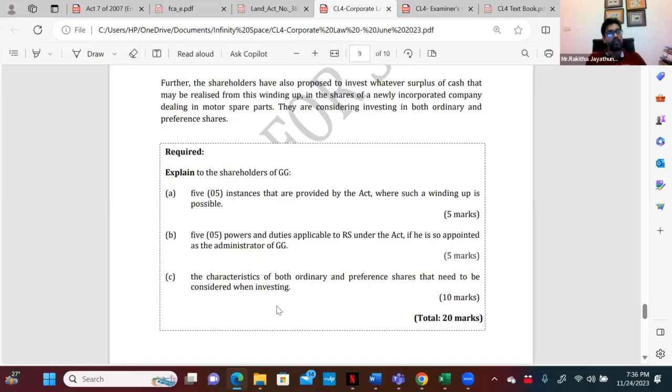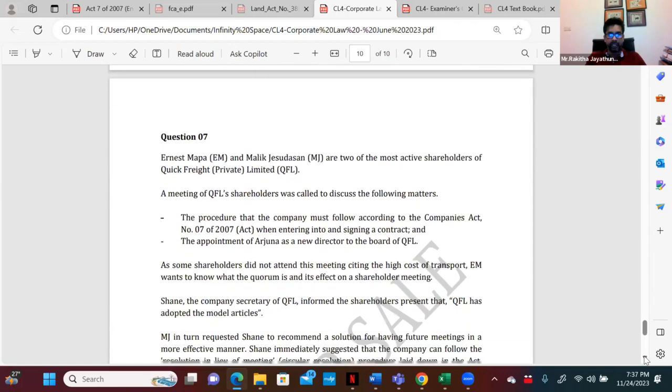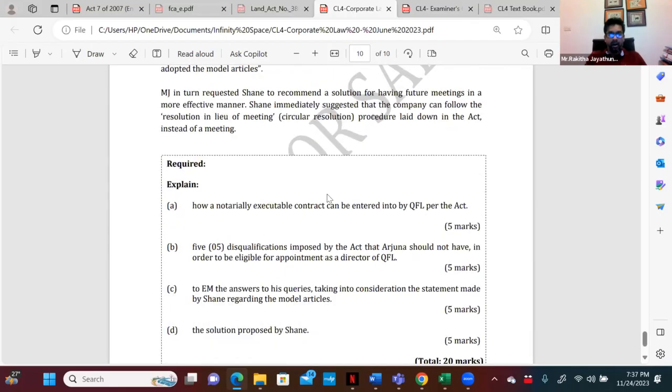So you don't have to. If you can find 10, of course, do it. But if you can't find 10, obviously, in a situation like this, you can't. So maximum 7, 8 here. In that case, you can mention that. But if they specifically said 10, yes, then you have to give 10. Right. How a notary executes, I'll say, okay. 5 disqualifications imposed by Arjuna.